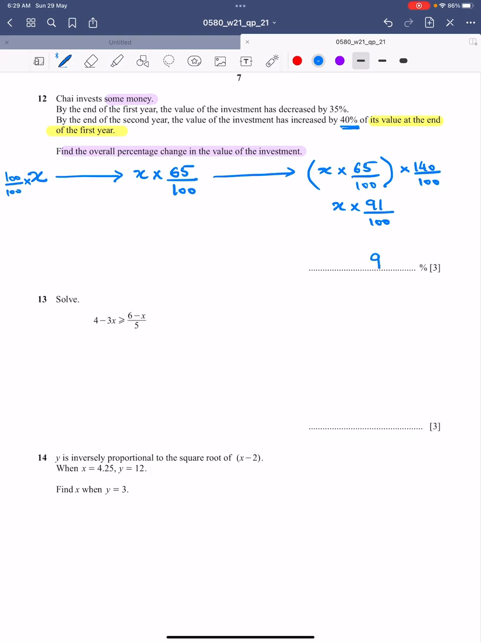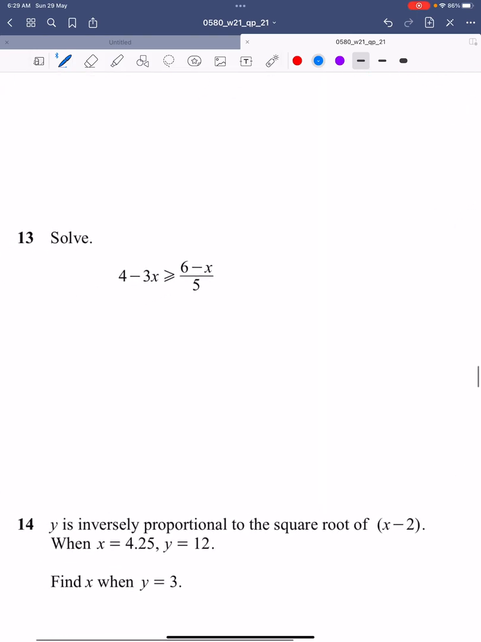Next question, question number 13. We need to solve an inequality. Now, when we talk about solving inequalities, the method of solving an inequality is exactly the same as we solve an equation. What is different in an inequality is that if we multiply the inequality by a negative number, or if we divide the inequality by a negative number, the sign of the inequality reverses.